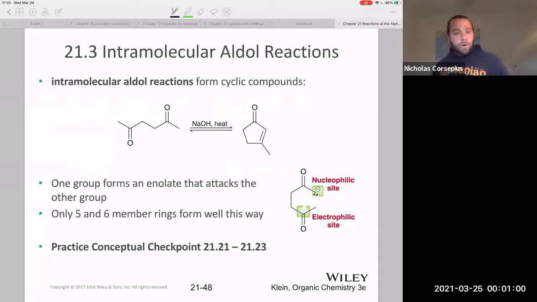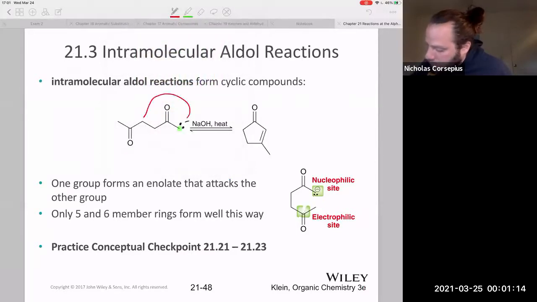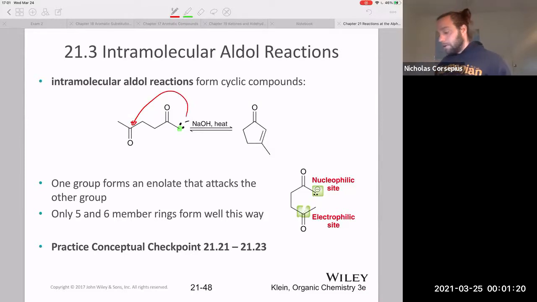Another thing to look out for are these intramolecular aldol reactions. Because here, notice that I have this alpha carbon. If I can turn that into an enolate ion and have it react with itself, this will first give me my addition product. And then if I hit it with the heat, I would get my condensation product.